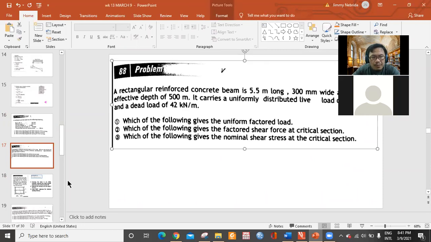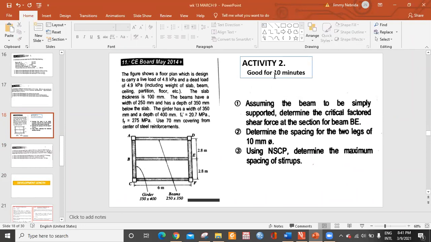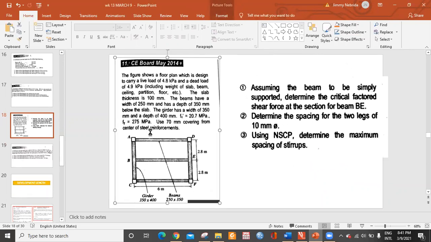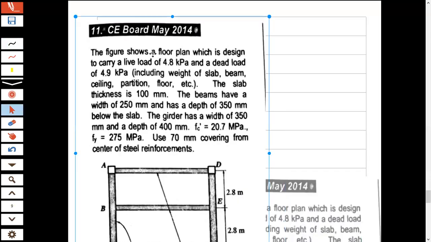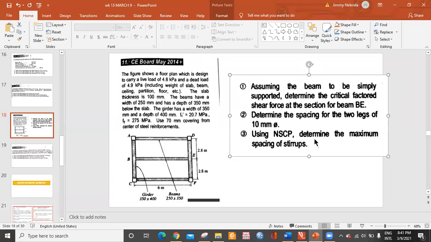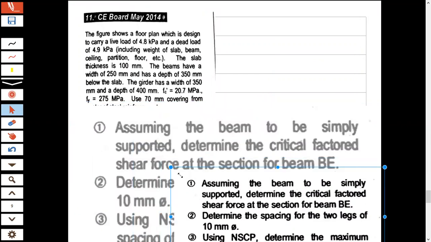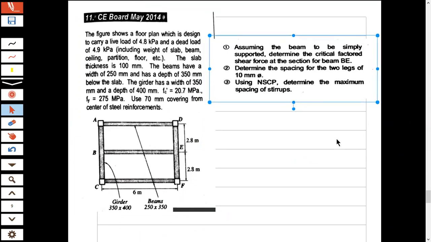Ito. Ito. Board exam type. Sub na lang natin to. So this is CE Board 2014. Check lang.